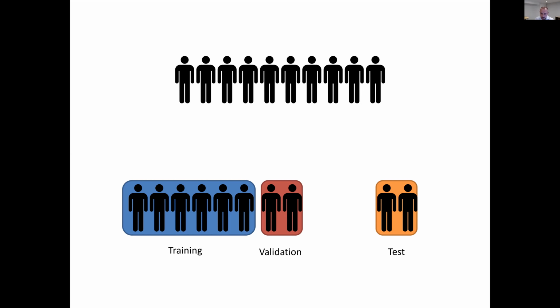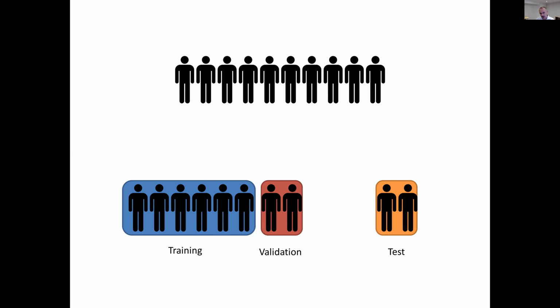So for those who aren't familiar with how you train a machine learning model, this schematic is a very high level overview. And basically what we do is we have a large data set, and we partition it in such a way that we have a small part and we label it as test.